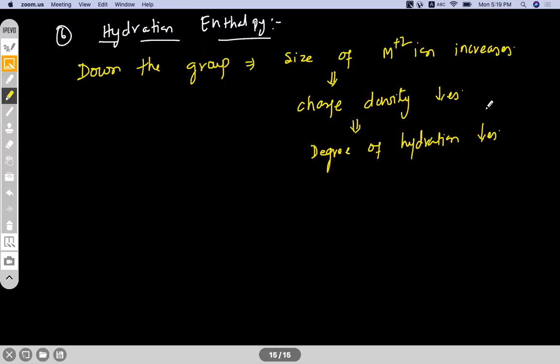One note you write down, the hydration enthalpy of group 2 ions is 4 to 5 times greater than that of group 1 ions. Okay.